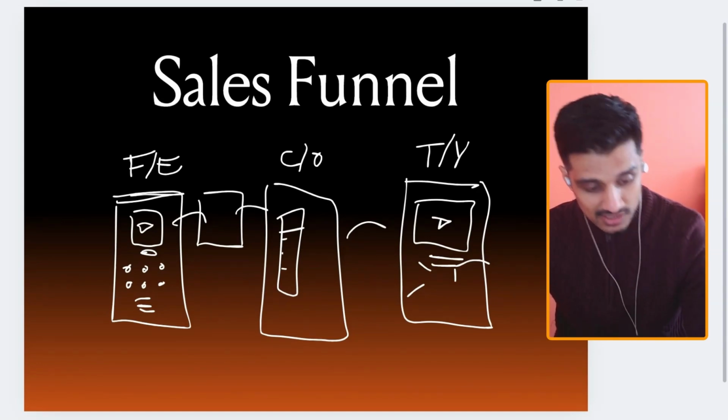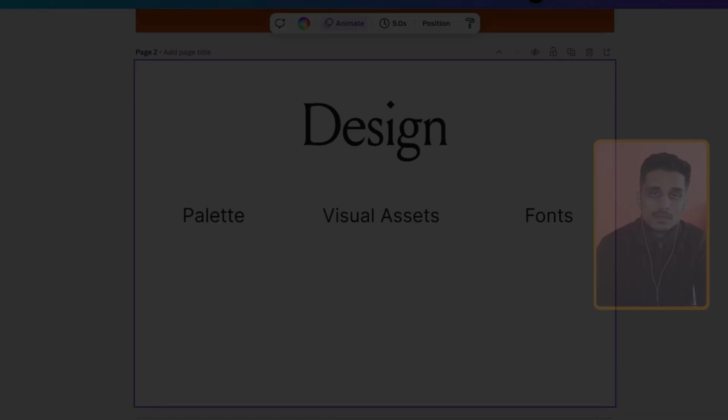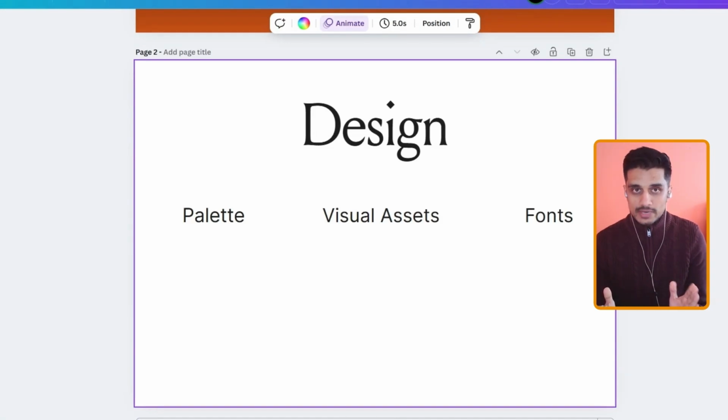And then once this was clear, we agreed it with Kevin. We then went about the design process. So we broke design down into 3 major elements. So the palettes, the visual assets, and the fonts.